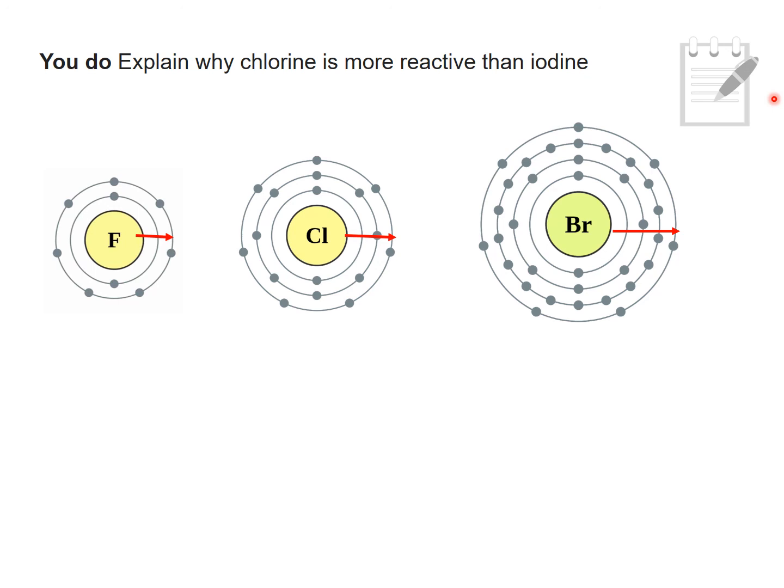Let's have a look against the model answer and you guys can self-assess your answer. So we should have read the question carefully here. We are not saying why a halogen is less reactive. We are saying why a halogen which is further up in the group is more reactive than a halogen which is further down the group.